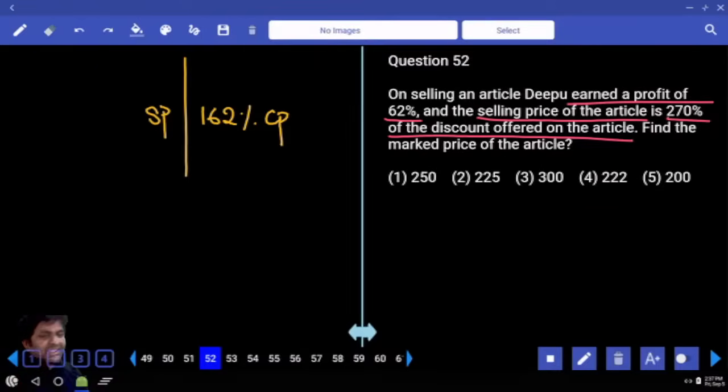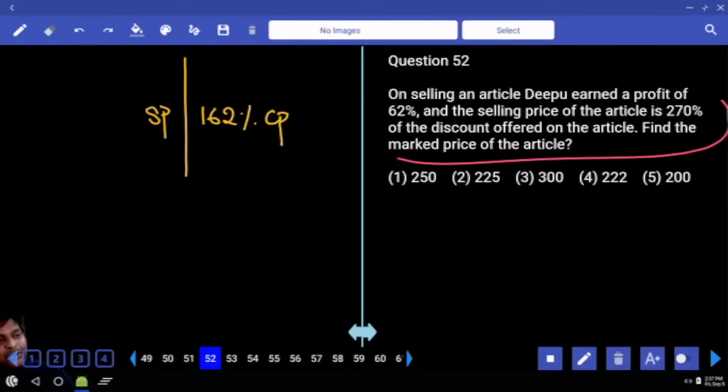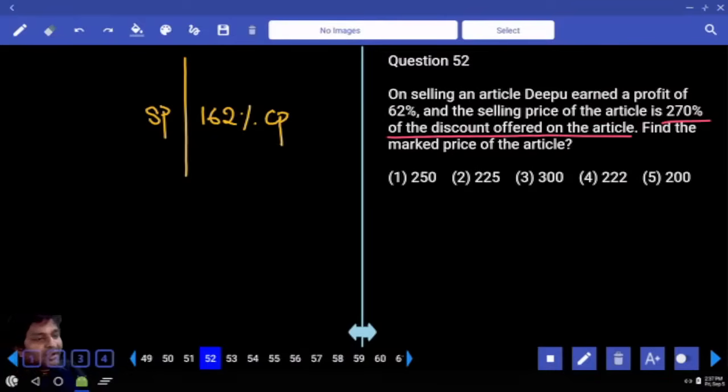Market price we cannot say in terms of rupees, that can be derived only in terms of percentage first of all. Probably these values are in percentages only. If the question is about market price in terms of rupees, answer is cannot be determined straightforward. Because in your entire question, do you have any information in terms of rupees? No. So answer cannot be in rupees. Answer can be in only percentage. Selling price of the article, that is 162% of the cost price, is 270% of the discount offered on the article.